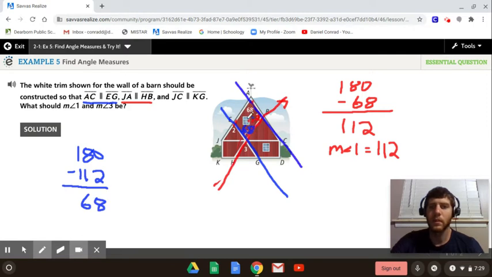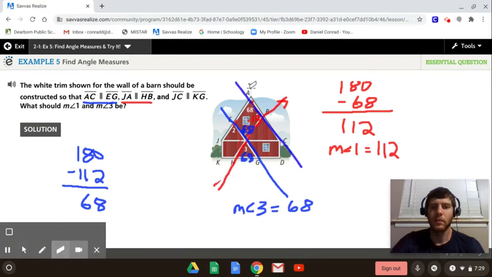Hard to see a little bit. F and 3 are vertical angles. And we know vertical angles are congruent. So we know that the measure of angle 3 is going to be 68 because vertical angles are congruent. Okay. And then our last one here, we got to find angle 2.